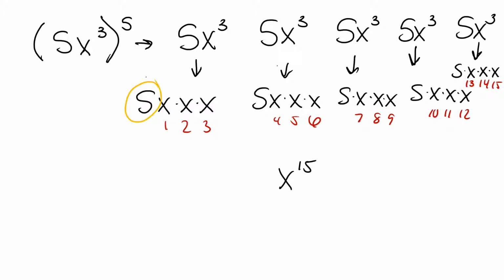We can also count up the 5s. There's 1, 2, 3, 4, 5 of them. And so it would be 5 to the 5th power.